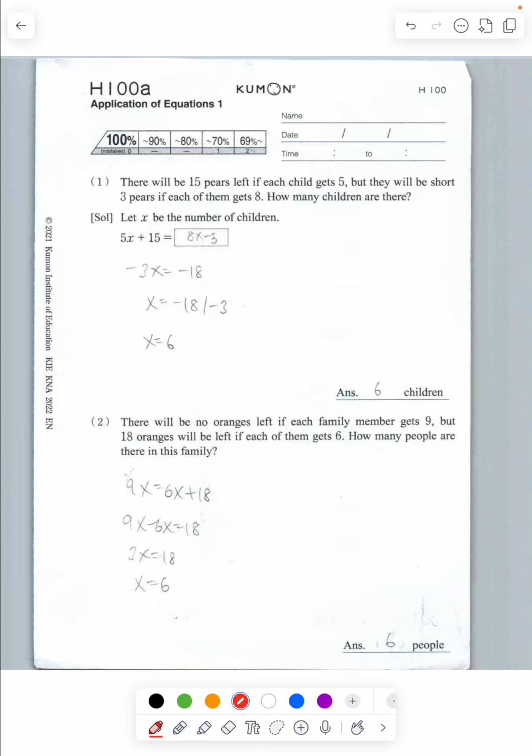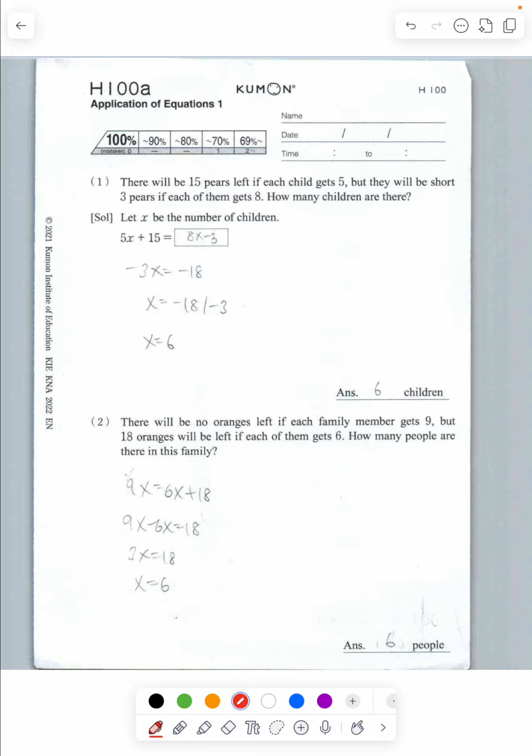Oh, interesting. So can you use the board to kind of give yourself a little hint over here? So first of all, let's understand the language here, right? There will be 15 pairs left if each kid gets 5, okay? But there will be short 3 pairs if each of them gets 8. Let me ask you this. Scenario number A is each kid gets 5. Scenario number B is each kid gets 8. These 2 scenarios, do they share the same amount of pairs? Right. Same amount of pairs, right?